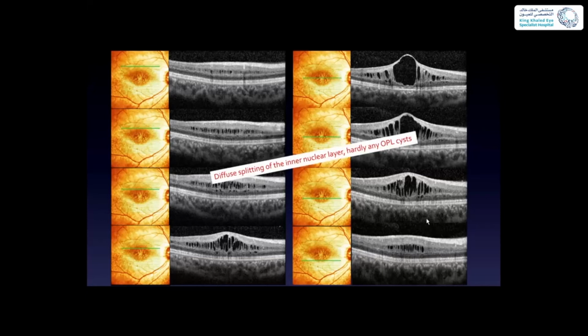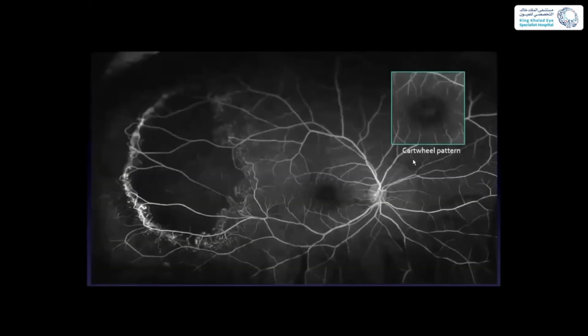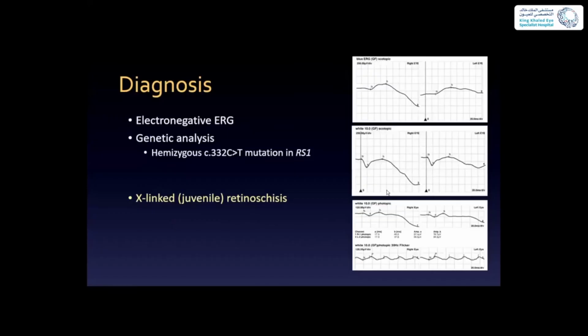There is hardly any fluid in the outer plexiform layer. So this is diffuse splitting. This is not macular edema. There is also no leakage on the late angiograms. And here's a big enlarged photo that shows you this cartwheel pattern of the fovea, which is very typical.